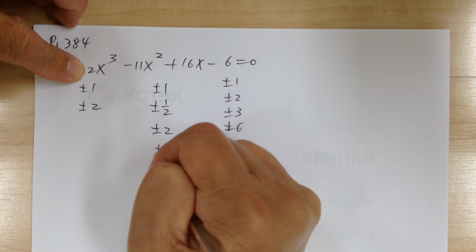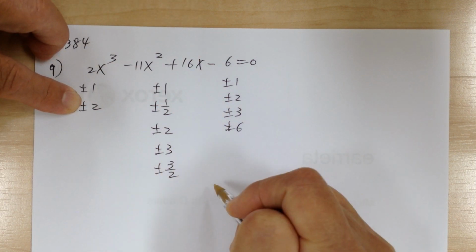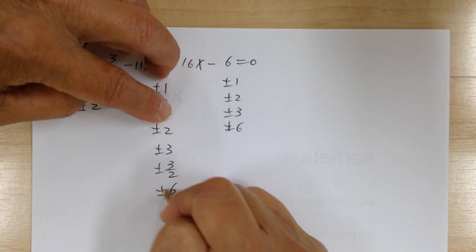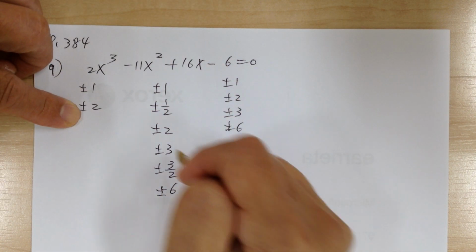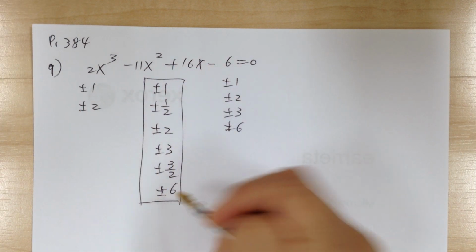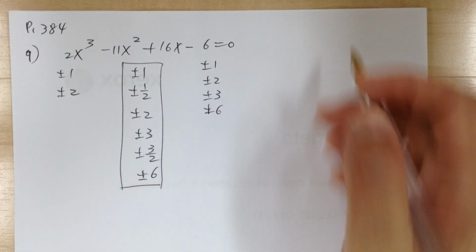This over this would be plus or minus 3. This over this would be plus or minus 3 over 2. This over this would be plus or minus 6. This over this would be plus or minus 3. You already have that. Okay, so this is the list of numbers that you can try. If it's not on the list, do not try it.